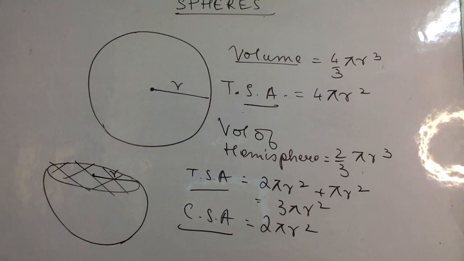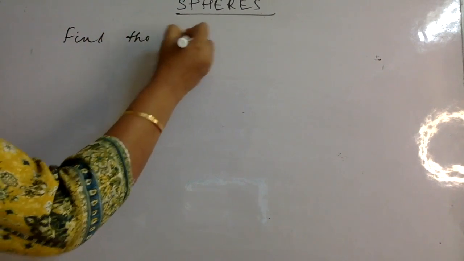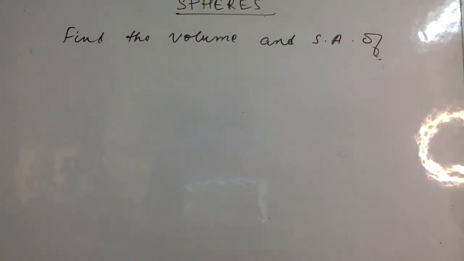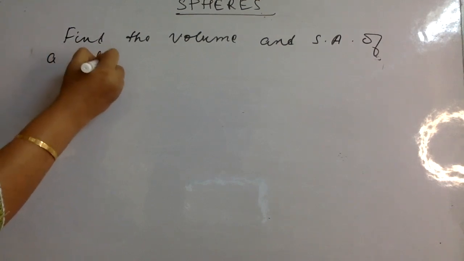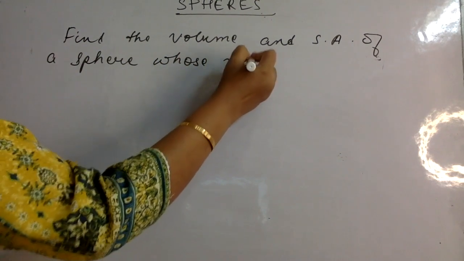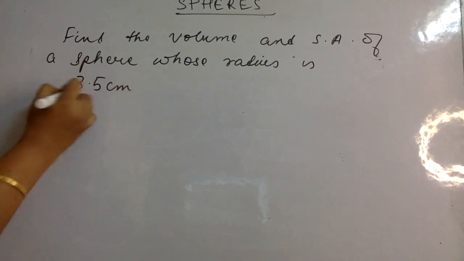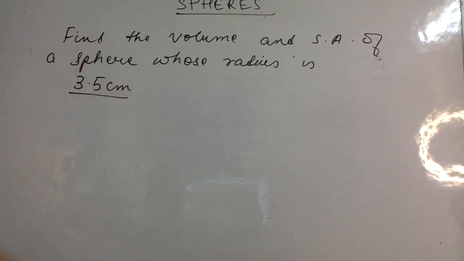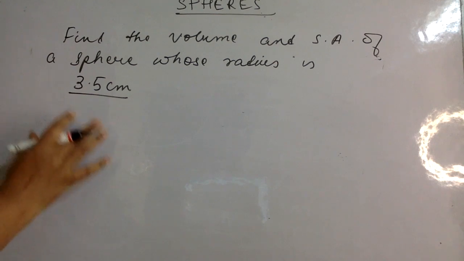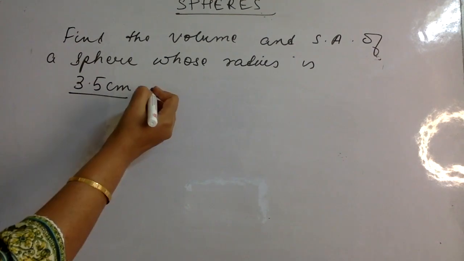Let's do a few sums on this. Find the volume and surface area of a sphere whose radius is 3.5 centimeters. So the radius is 3.5.